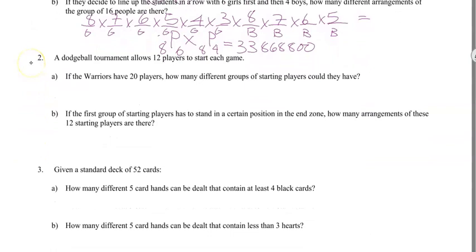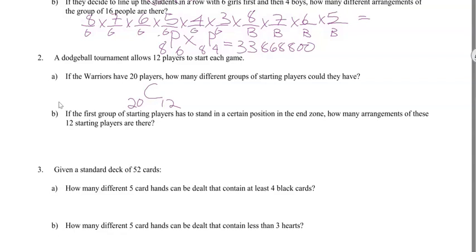Dodgeball tournament allows 12 players to start each game. If the Warriors have 20 players, how many different groups of starting players could they have? Okay, so work that out. I'm going to pause this while you do. Okay, in part A, does the order matter? No. So I'm just going to write 20C12.